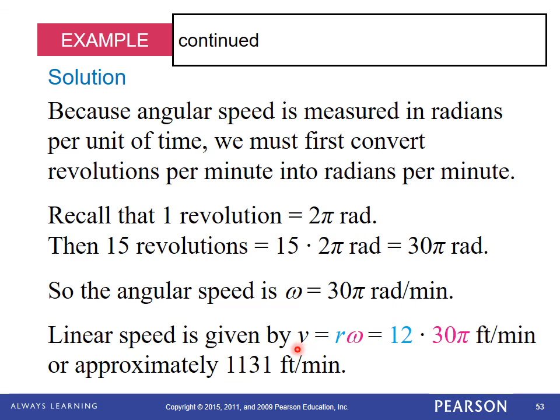Once that is set, velocity is equal to radius, which is 12, times how fast the angle has changed in a single minute. And we got ourselves approximately 1,131 feet per minute, which is kind of cool.